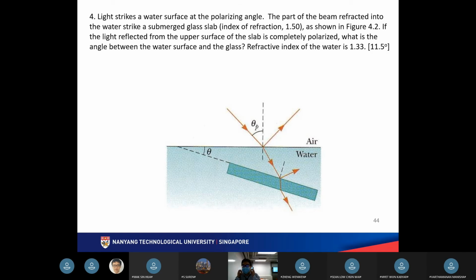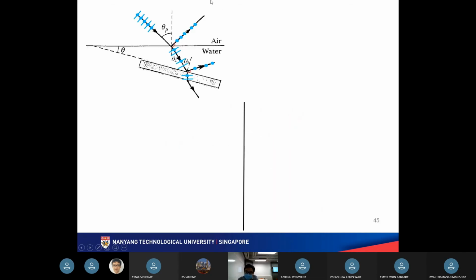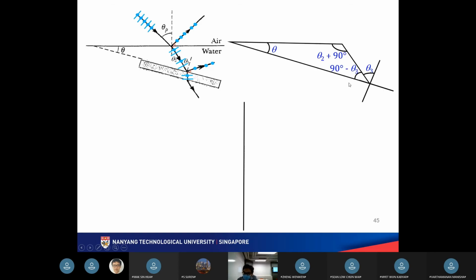So for this question, the first angle theta p is a Brewster angle. The second angle is also the Brewster angle. I want you to find this theta. Finding this theta is actually very easy now. We just look at this triangle, put it down, this triangle here.